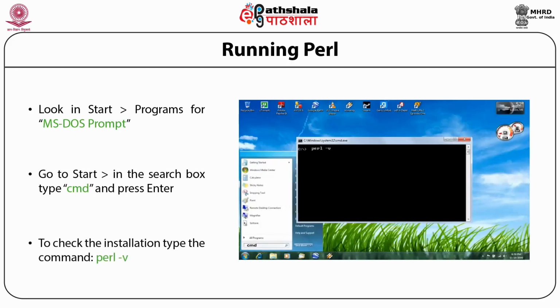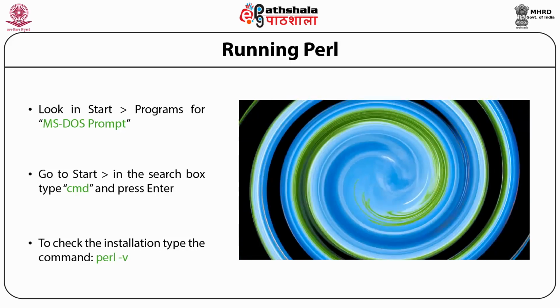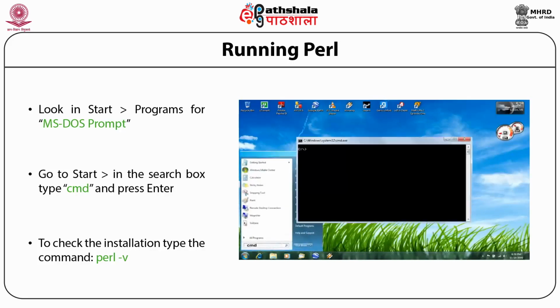Then, to check the status of the Perl, we need to type the command perl -v. Here, perl is written to call the Perl interpreter and -v switch is used to instruct interpreter to provide information about version of the Perl. After pressing enter, the information about Perl appears on the screen. If no such message appears at the command prompt, then it means that Perl is not installed properly in the operating system. Then we need to again install Perl.